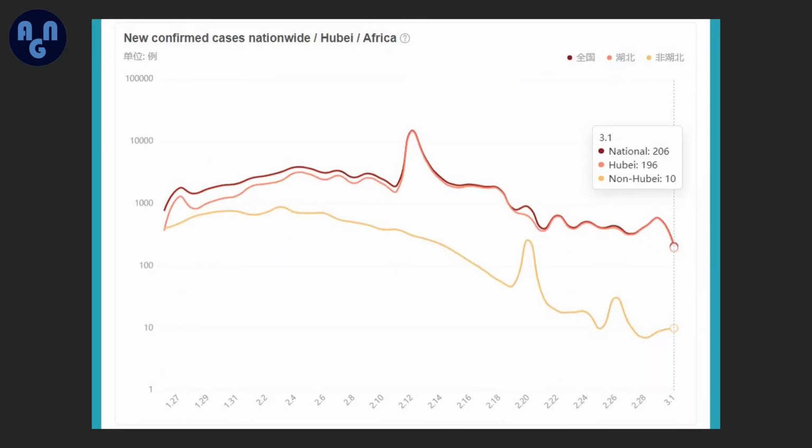Then if you scroll down, you see the second graph, which shows you non-Hubei province. There's 10 more suspected cases in non-Hubei provinces. Hubei 196, and the total naturally would be 206 for all of China. Now, all of China and Hubei are basically the same line now, since there's not much going on in the rest of China.